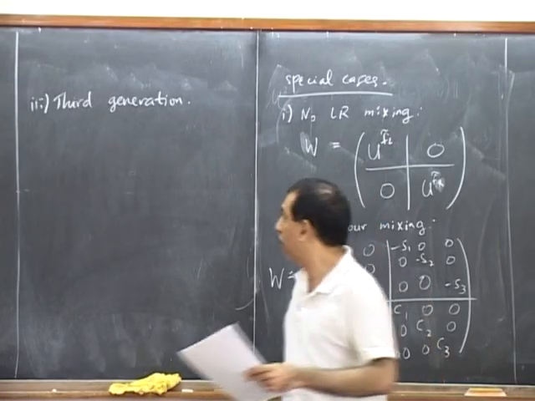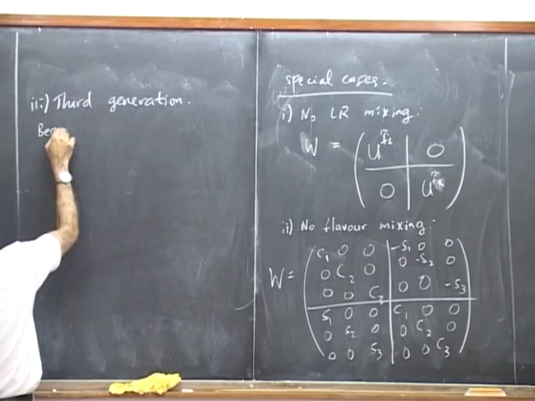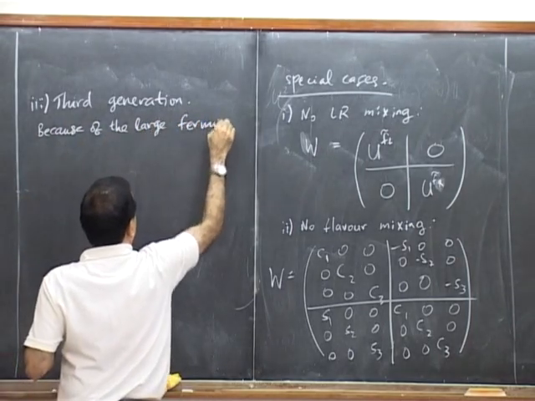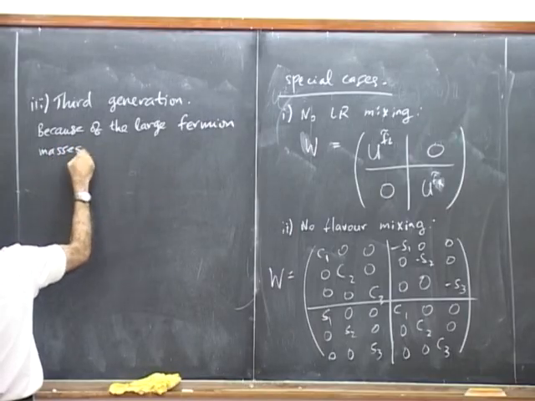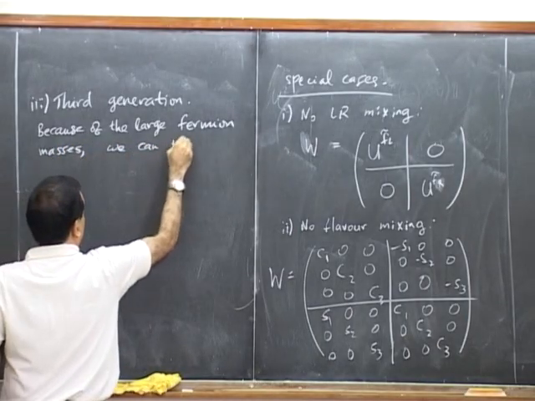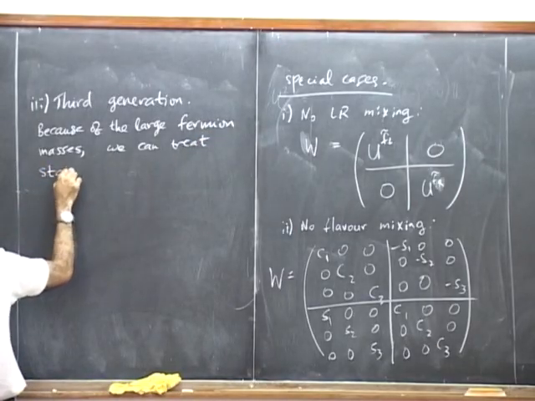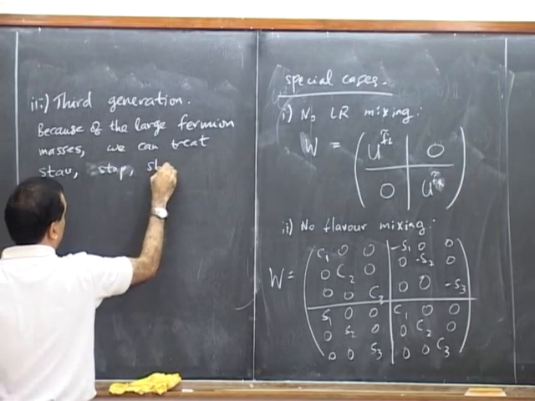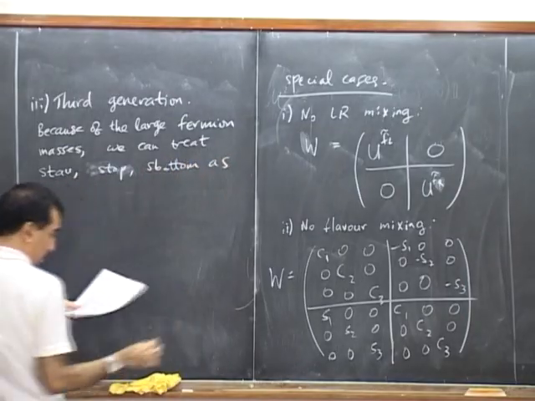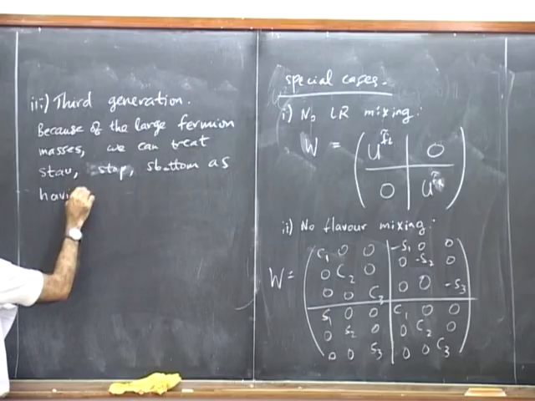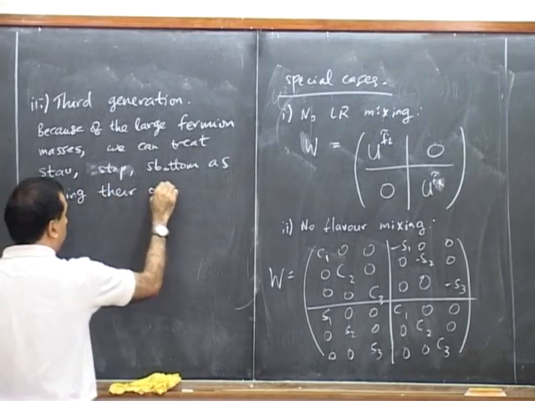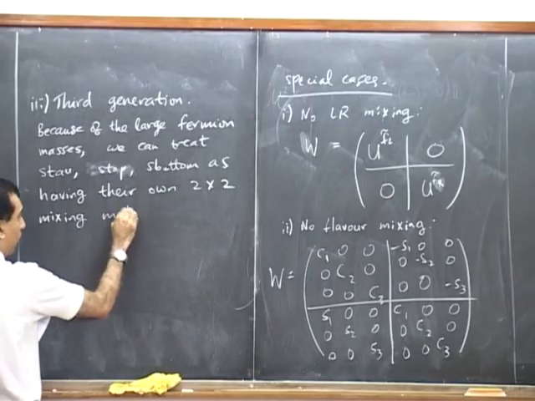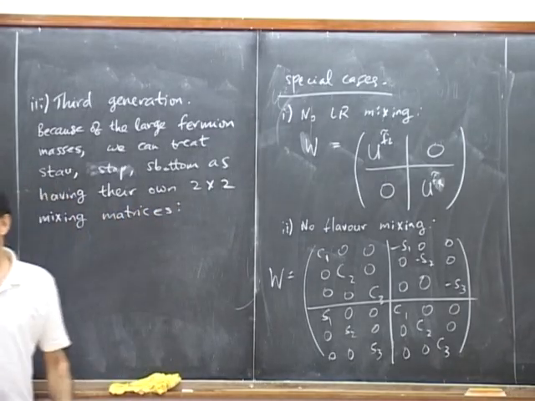Okay. So this means, because of the large fermion masses, we can treat the tau, the stop, as having their own 2 by 2 mixing matrices decoupled from everything else, and the only thing they do is to mix the left and right sfermions.